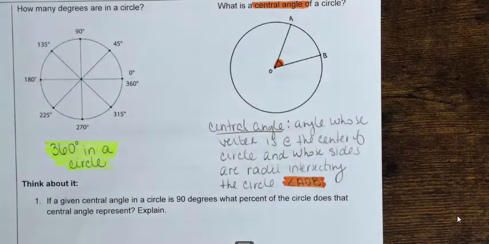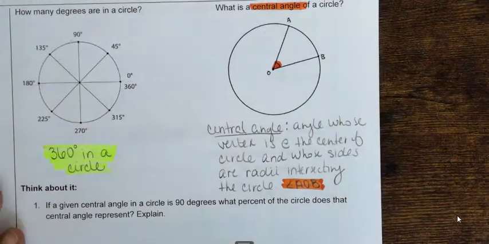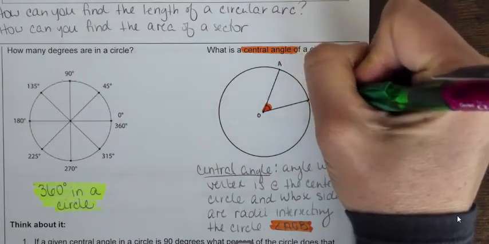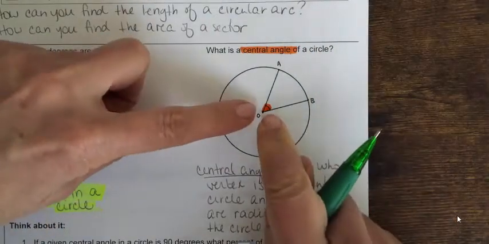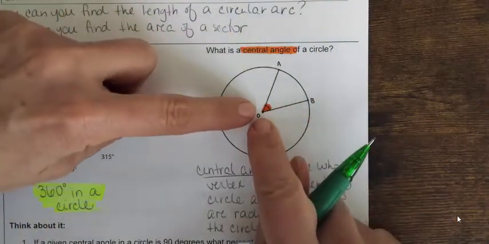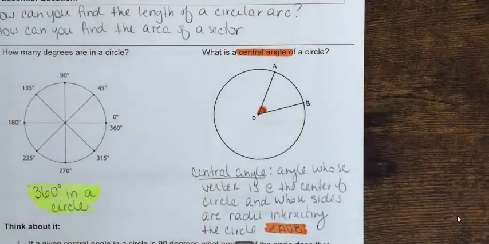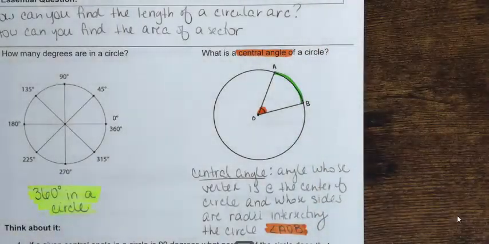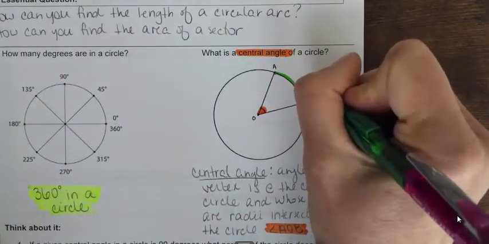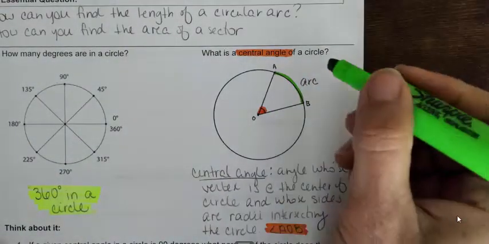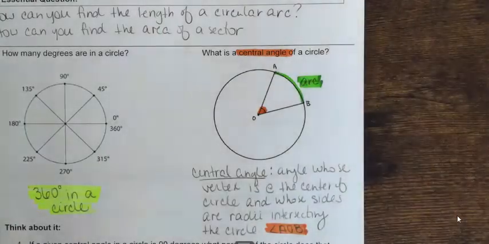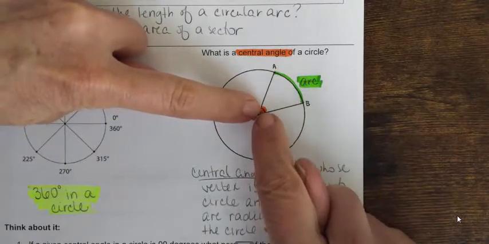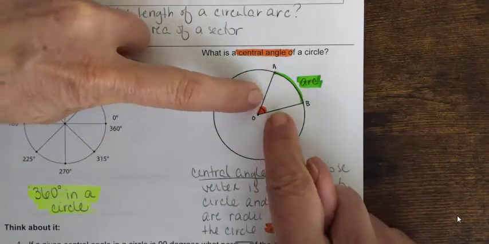Now in addition to that, I'd like to talk about what an arc is. This portion of the exterior of the circle that's being intercepted by these two radii that create the central angle, we call that an arc. I'm going to use green for this. So this portion right here is what we'll call an arc, or a circular arc, and I'll highlight that in green. It's the portion of the exterior of the circle that is being intercepted by the sides of the central angle.